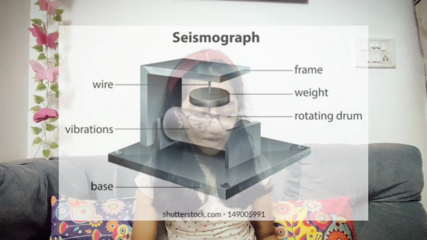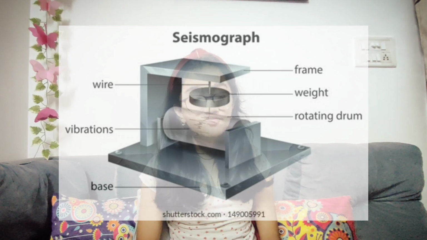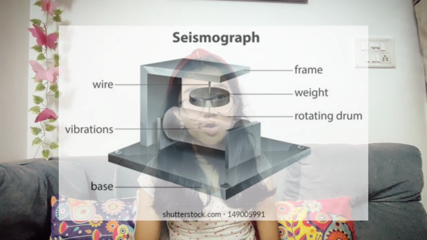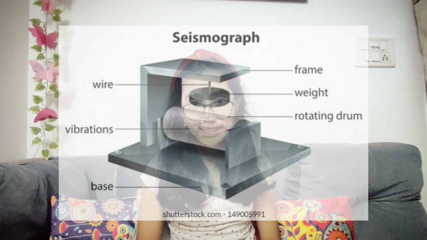Now let us talk about the machine which measures earthquakes. This machine is known as a seismograph. The seismograph measures the earthquake on the basis of the Richter scale. An earthquake of 2.0 or less on the Richter scale can be considered a minor earthquake. You may or may not feel it.